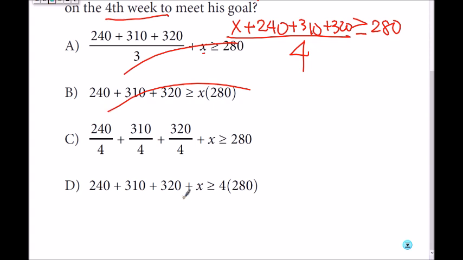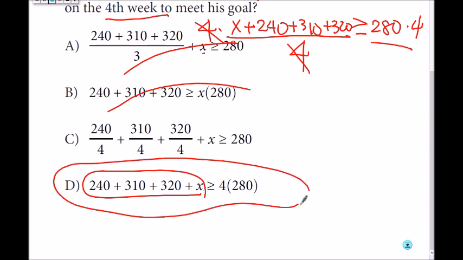So here, what can you do? To get rid of the 4 in the denominator, you can multiply by 4 on both sides to get all of these added. And 4 times 280, so it can be D. The other ones are all different, right? Here you have to divide by 4. It should be the whole thing divided by 4. Okay.